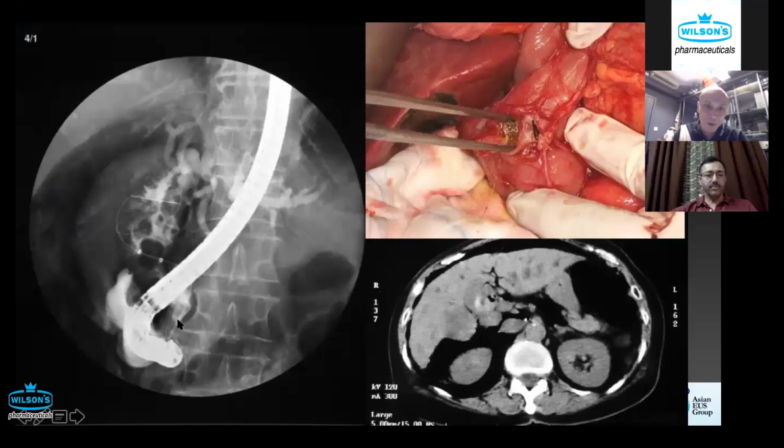This is another patient where there is a contrast extravasation during stone extraction, and the cholangiogram just looks scary. Another patient had a scope-induced duodenal perforation at the time, requiring surgery and also cholecystectomy. And this is another CT showing you some retroperitoneal gas.